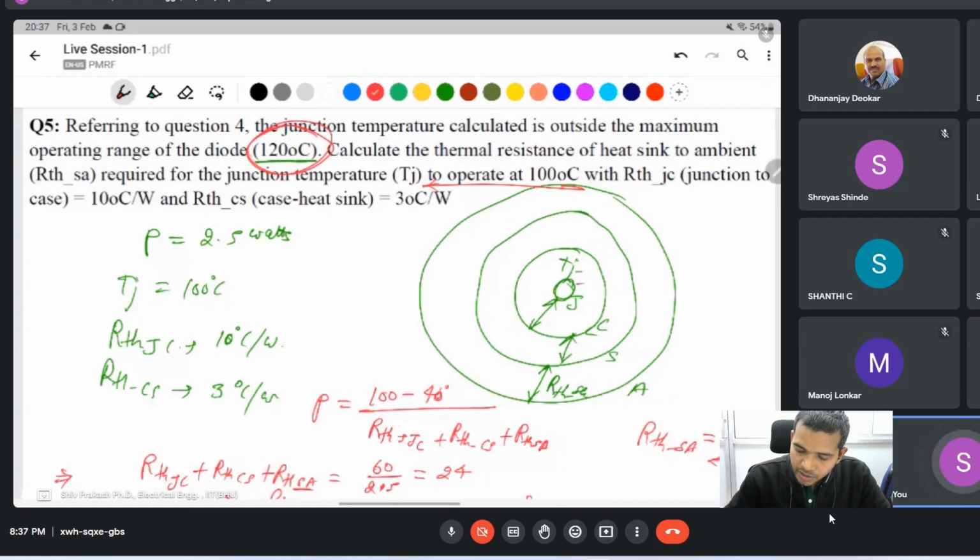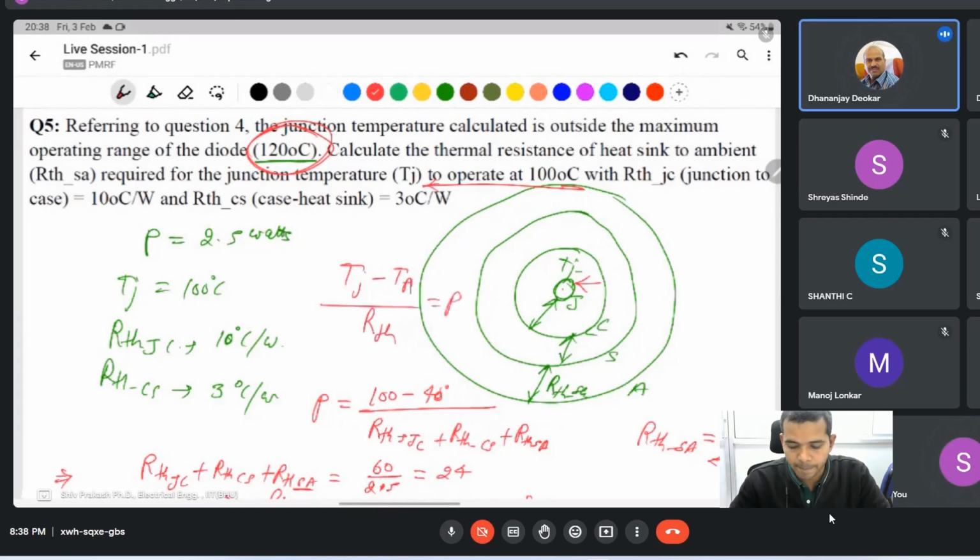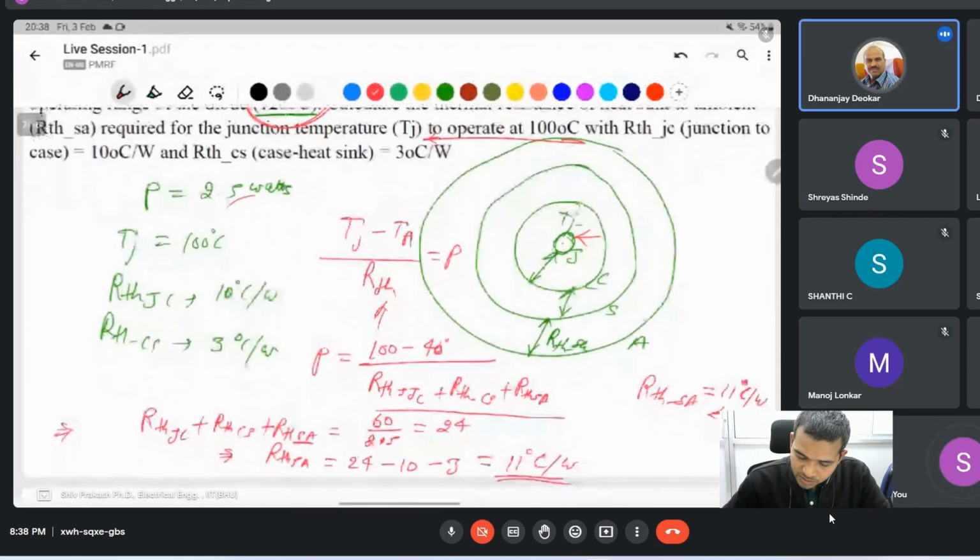Then (Tj minus Ta) divided by the total thermal resistance is equal to power. Same thing, Tj is given as 100 degrees centigrade, Ta is 40 degrees centigrade, and the power is the same 2.5 watt. And RTH combines all of them: RJC, RCS, and RSA. We have all of the resistances in series.